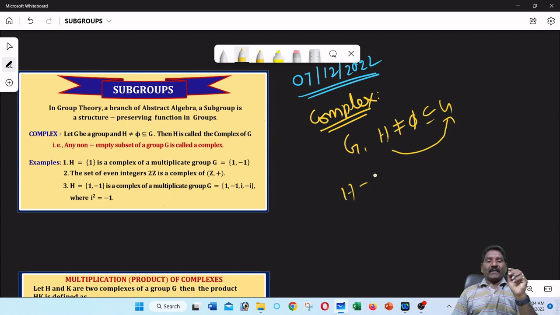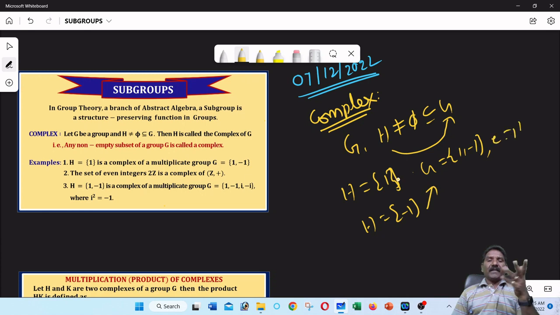Suppose H equals {1}. H equals the set {1} is a complex of the group G equals {1, -1}. H equals {-1} is also a complex of the group G equals {1, -1}. It is a finite group with respect to multiplication. Identity element is 1. These are the examples. The set of even integers is a complex of the set of integers. So, complex definition and examples.